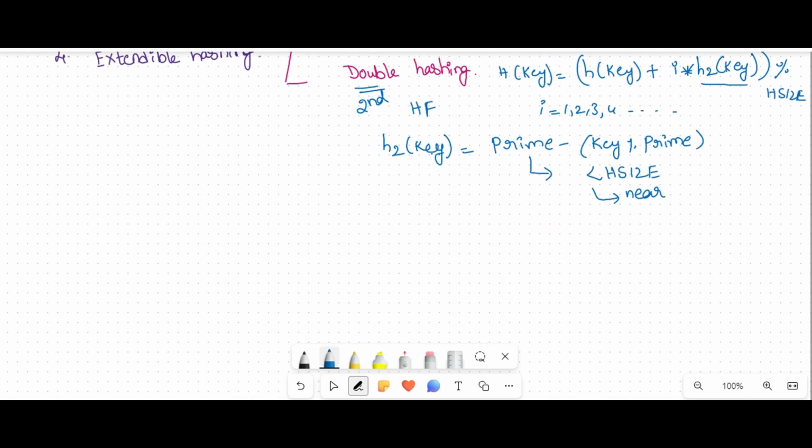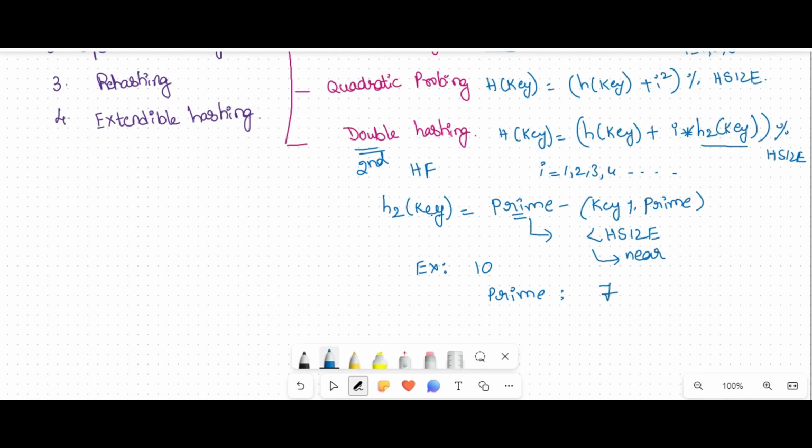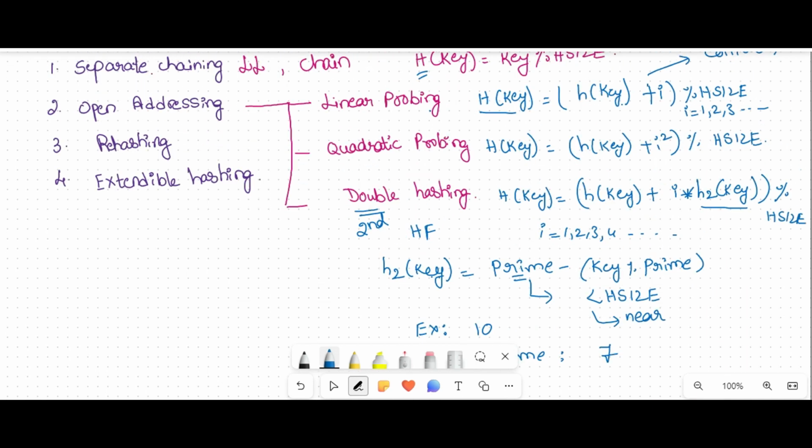What does it mean? Suppose the hash table size is 10. Then the prime is a prime number which is less than 10. That means 7 is the prime value we will consider. So this is double hashing. Like that, open addressing is divided into three techniques: linear probing, quadratic probing, double hashing.